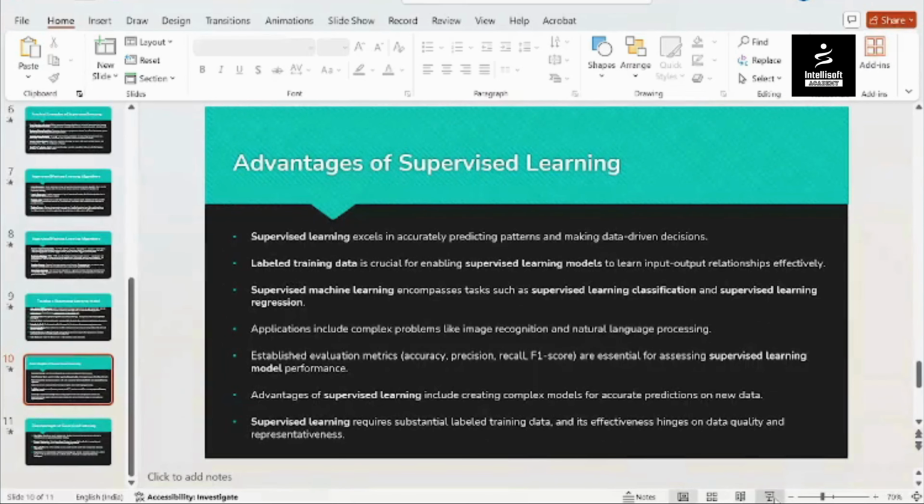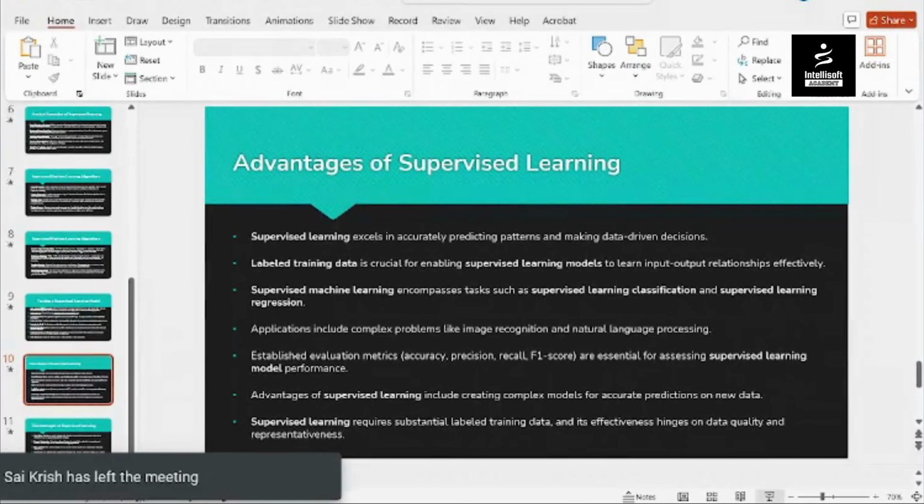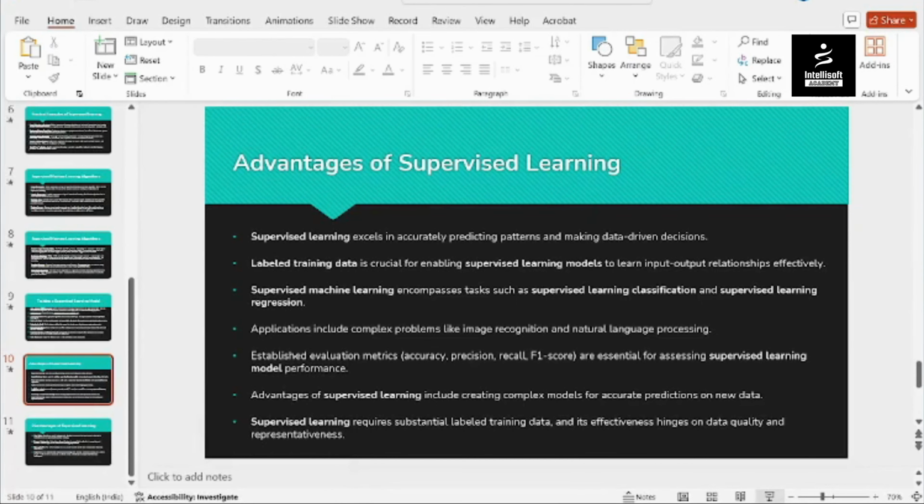So now let's talk about advantages of supervised learning. Supervised learning accurately predicts patterns because it is a data driven model. It excels in accurately predicting patterns and making data driven decisions. Labeled training data is crucial for enabling a supervised learning model to learn the input output relationship effectively.